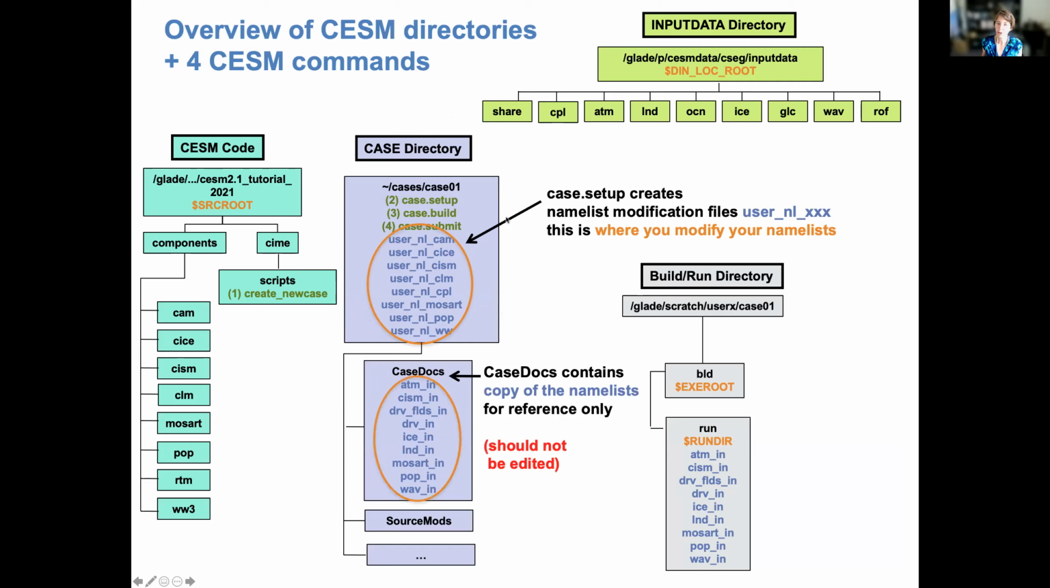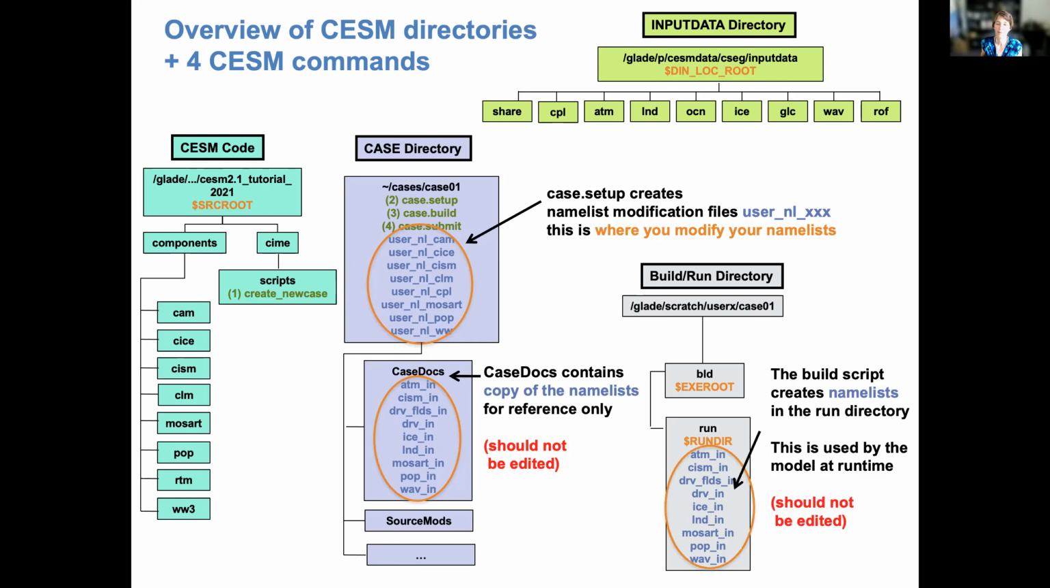If you look into the case directory, you also have a subdirectory called case docs. Here you have a copy of the namelist. This is for reference only. You should not edit this file. If you edit it, it will not be seen by the model when it's running.